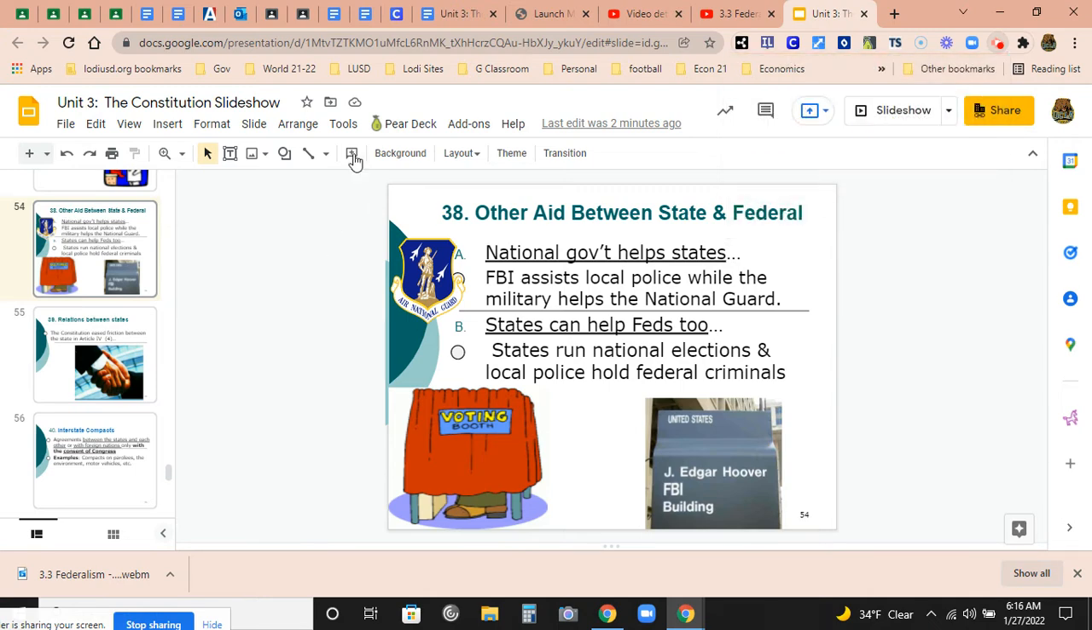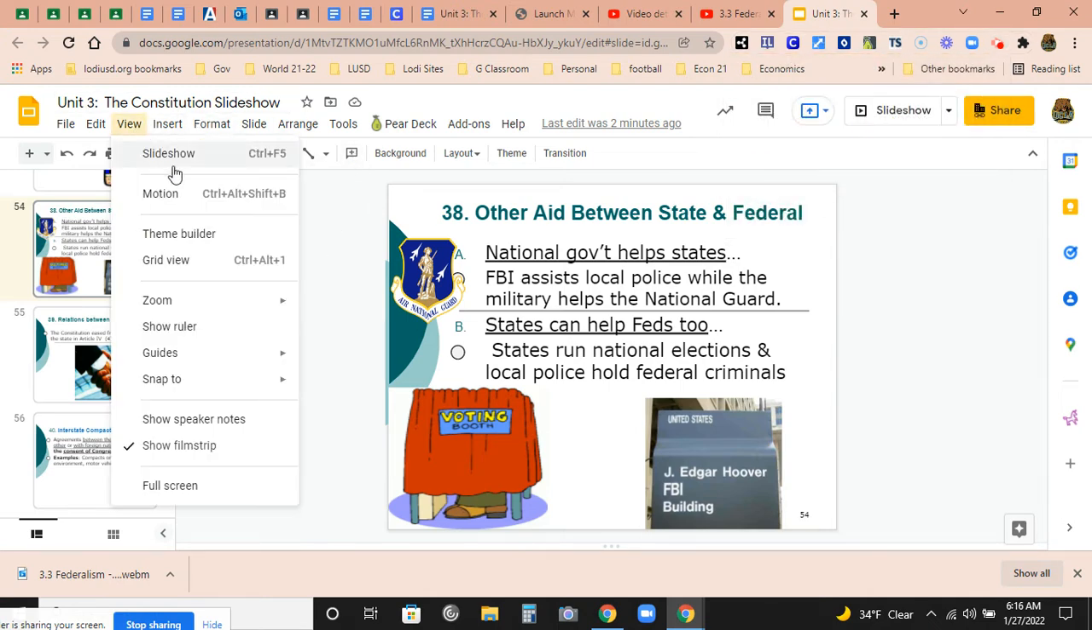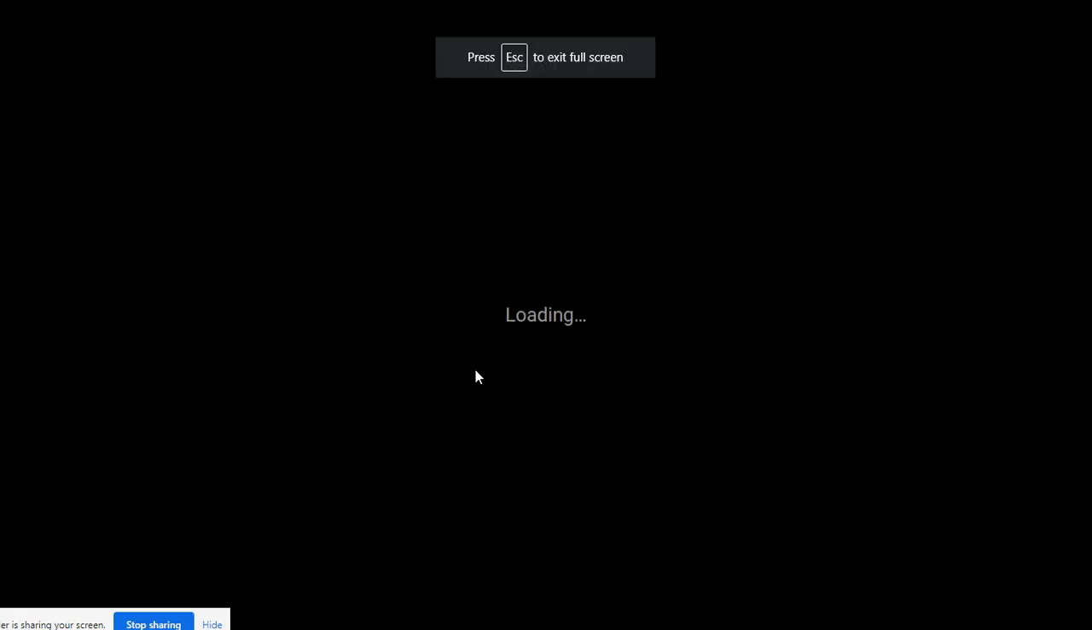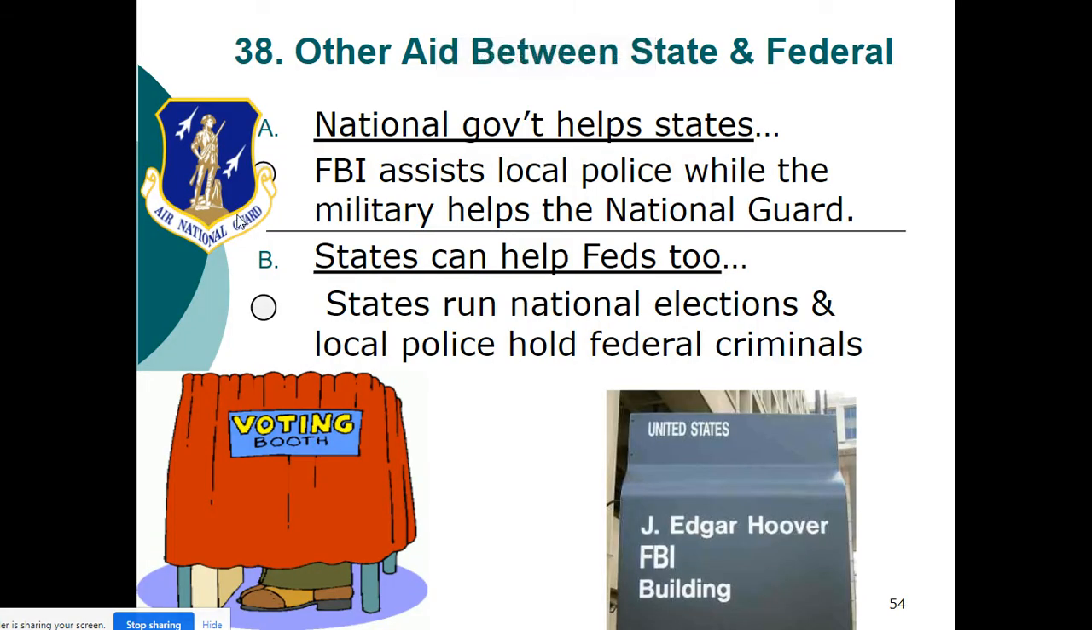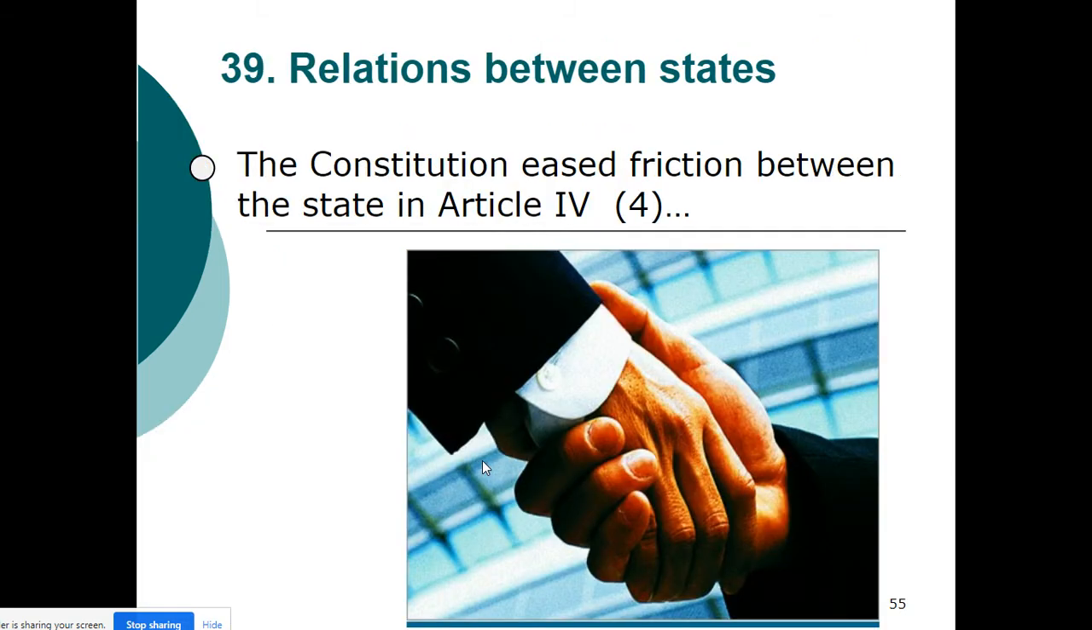Okay, so if you look at the visuals on this one, it's just reinforcing how the national government helps the states. The Air National Guard will protect the skies, really. Voting, states will run for the Fed. And then the FBI, this J. Edgar Hoover was the famous director of the FBI for years. An interesting story, too.